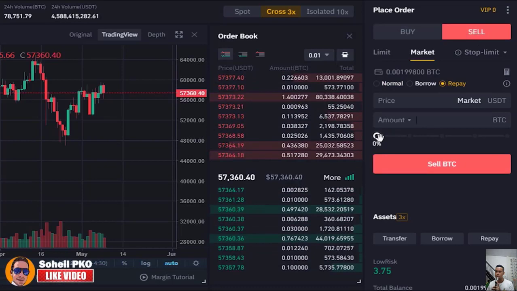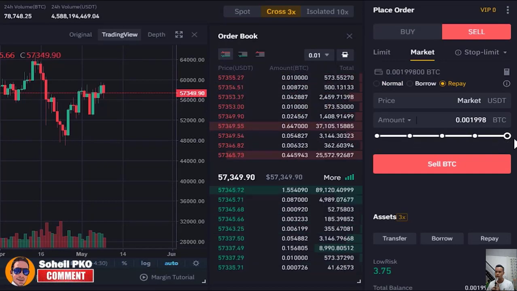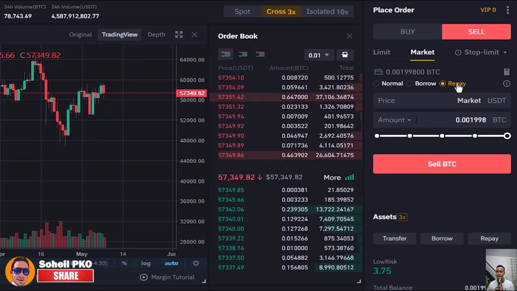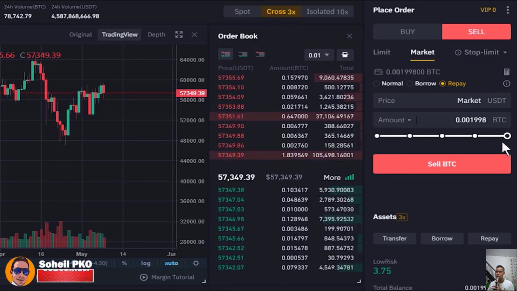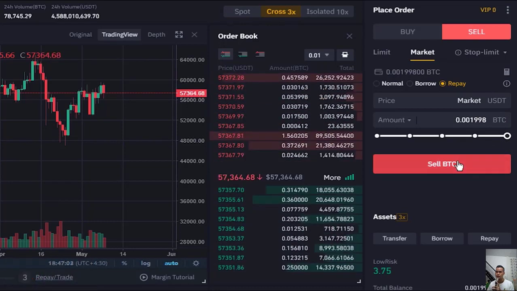We want to sell 100% of our available Bitcoin because the repay option is selected. So after the order is executed, our total debt will be repaid automatically. We click on sell BTC.